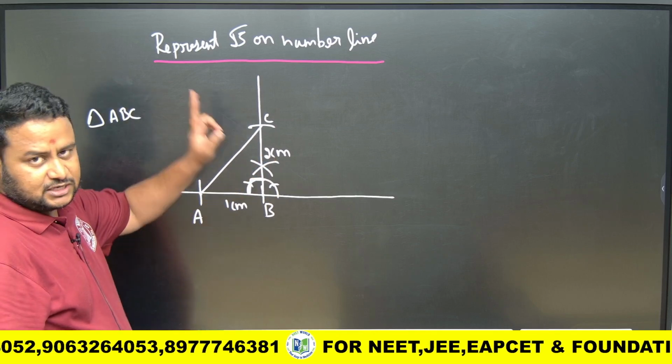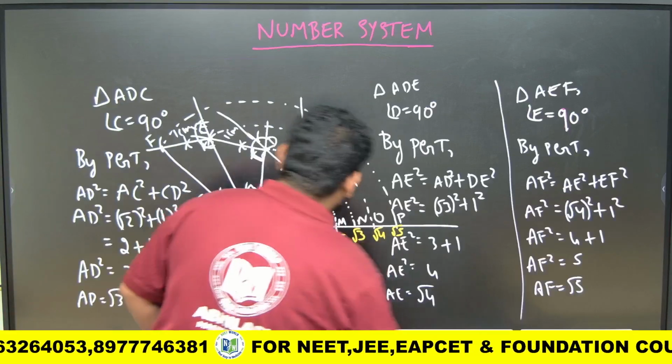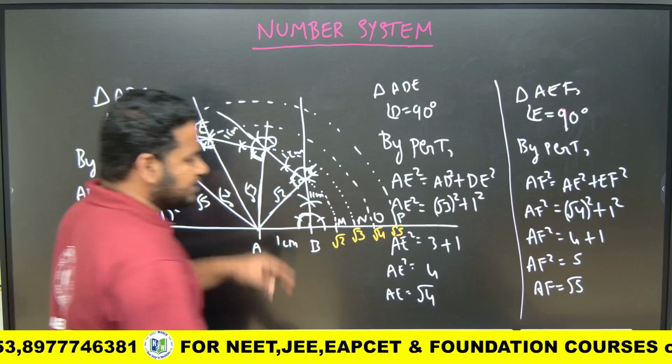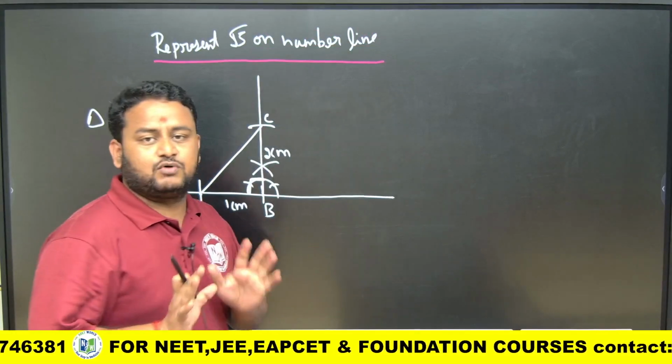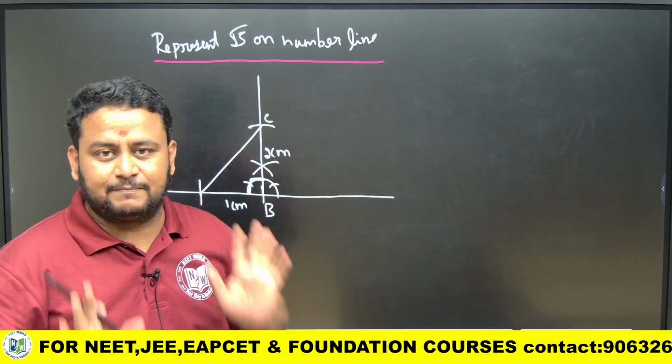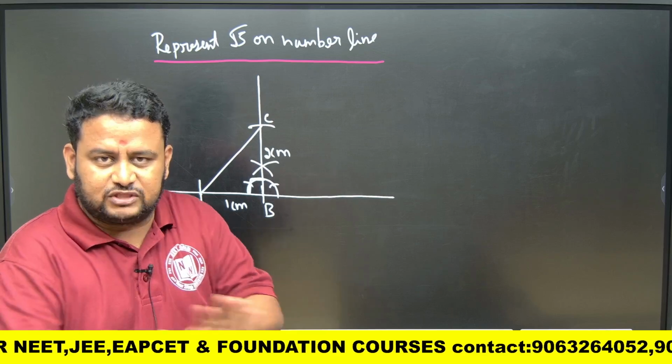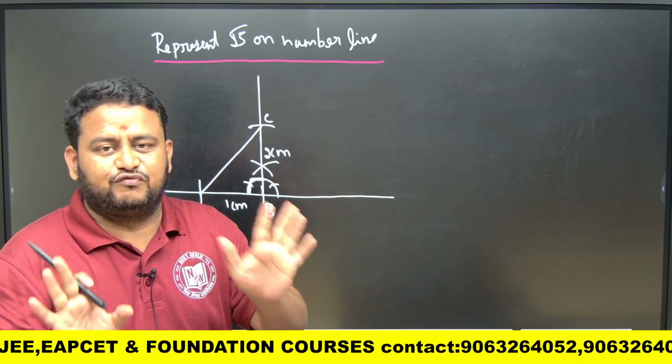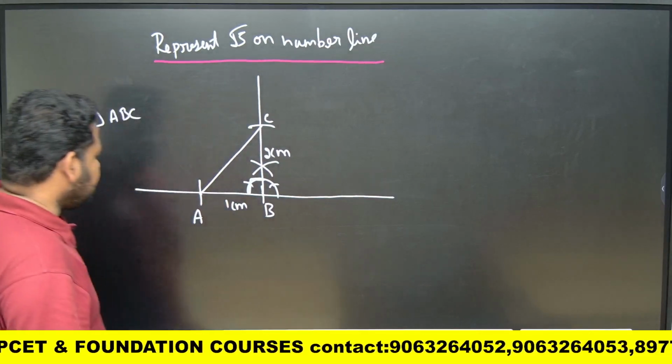Earlier it was 1 centimeter you were taking. But here you are taking 2 centimeter because you are representing root 5 directly on the number line. You are not representing root 2, root 3, root 4. Directly you are representing root 5. So please focus here.